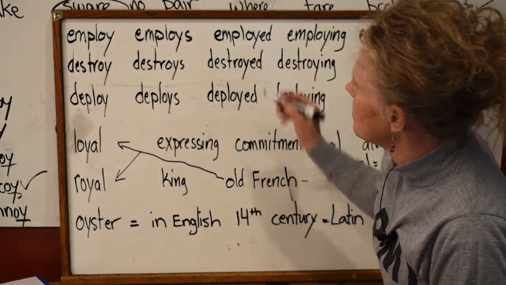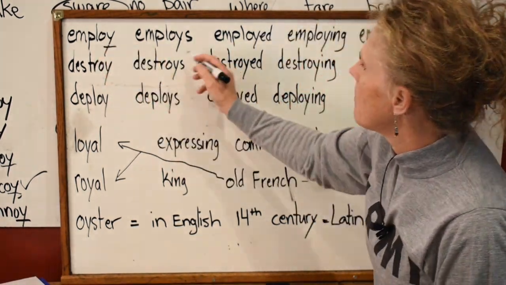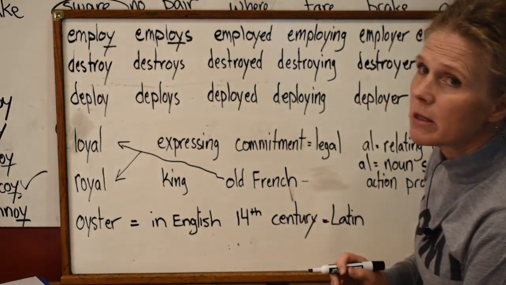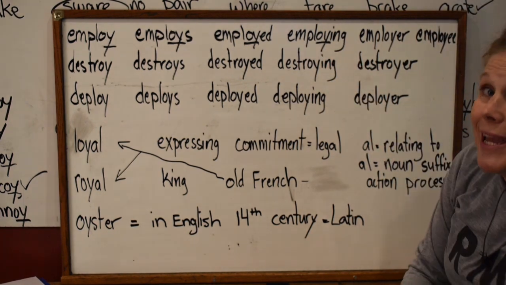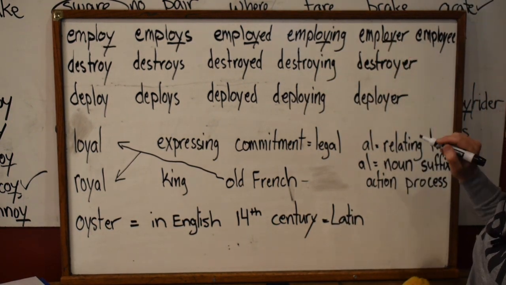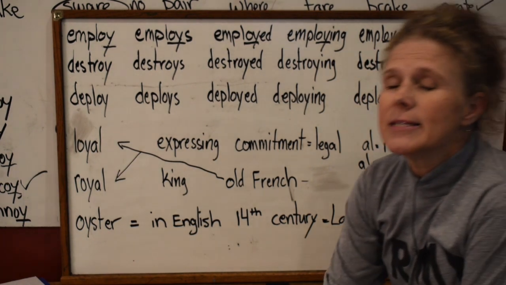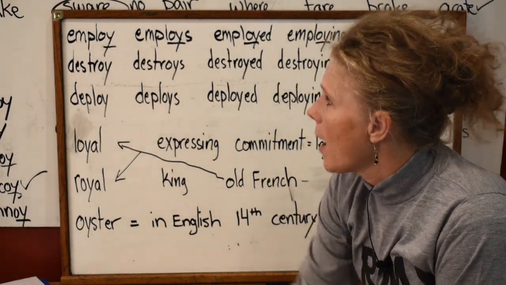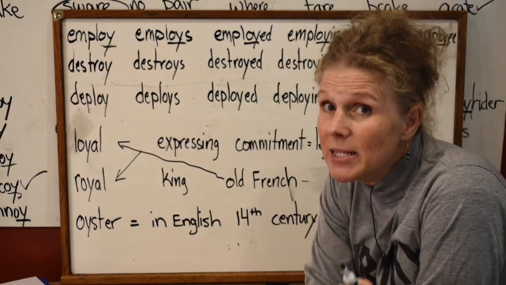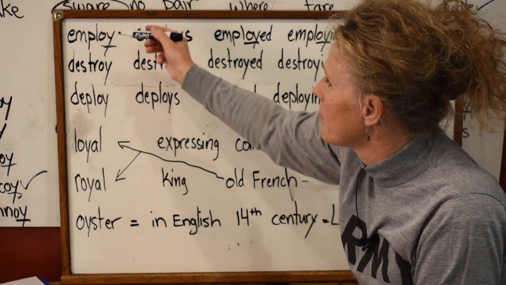Okay, so employ. See, the OY is at the end of a word. Employs. See, now it's in the middle of a word. Employed. In the middle of a word, employing, employer, and employee. So see how the OY, it still says OY, you're still spelling it with an OY because on the base word, it is ending in the OY.